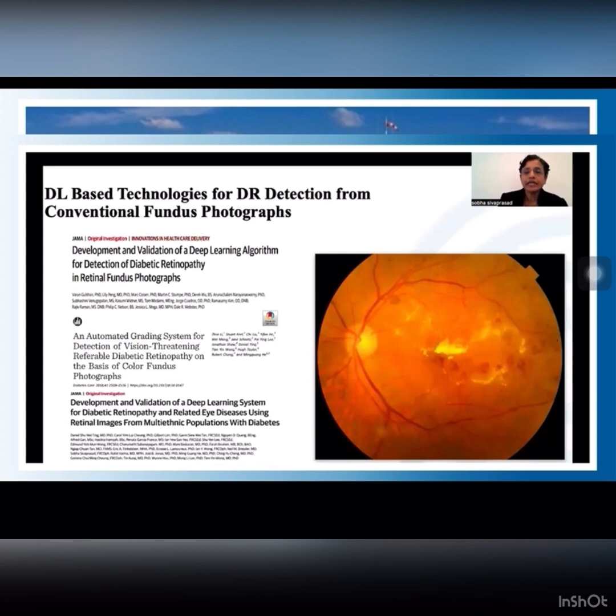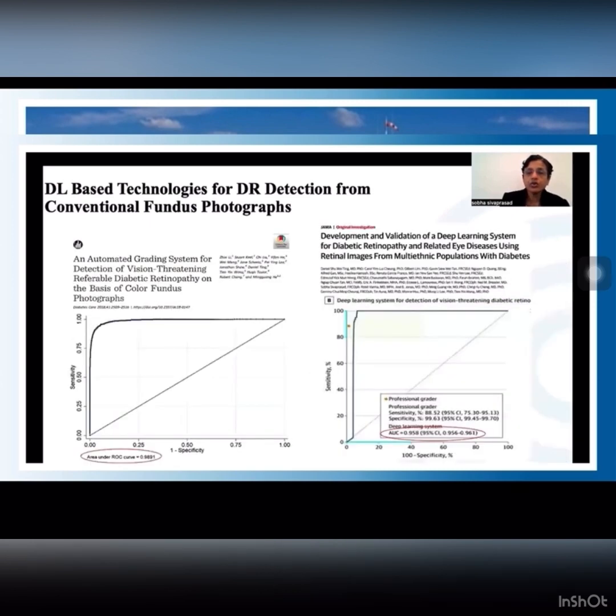Deep learning-based technologies for diabetic retinopathy detection have been well established using conventional fundus photographs. For the past 5 years, we have seen a significant number of publications on development and validation of these algorithms. However, they have all been done on conventional retinal fundus photography. They also show a very high accuracy. These are examples where the accuracy has gone up to 0.95 or above.